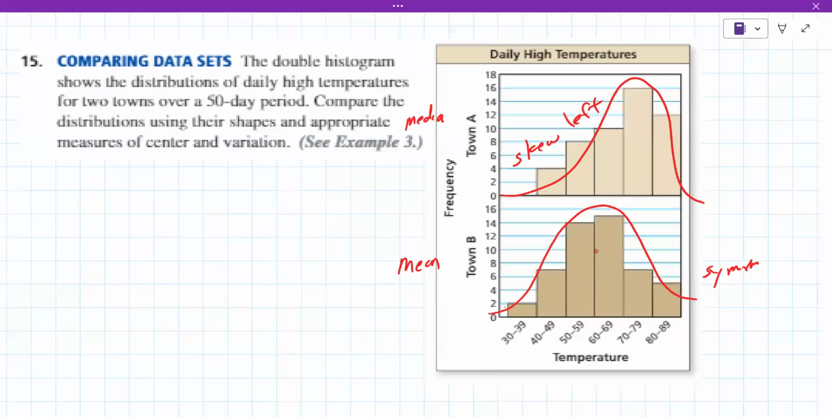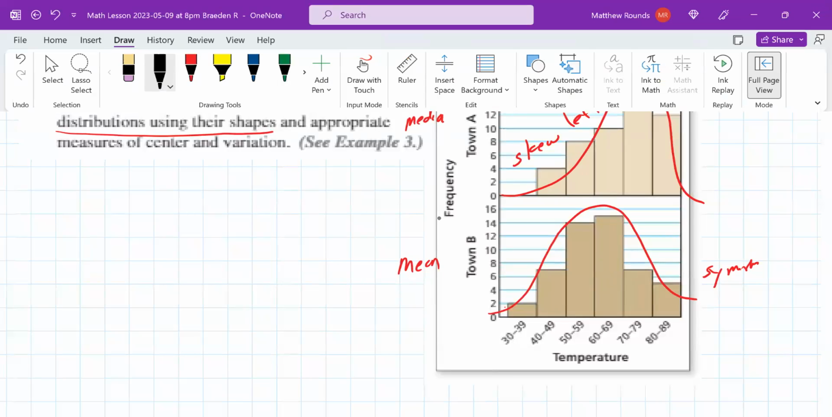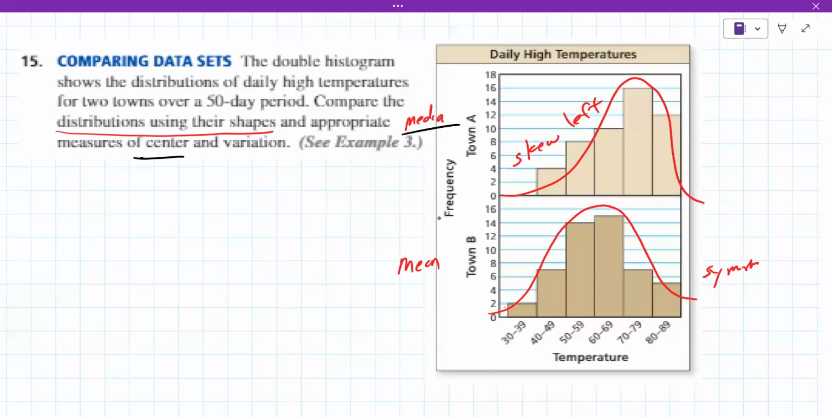Now it says here to compare the distributions using their shapes. So you want to say something like town A is skewed left. Town B is symmetric. And then, what you just said, measures of center. So we would use the median for town A and then the IQR or the 5-number summary. And for the mean, you use the standard deviation.